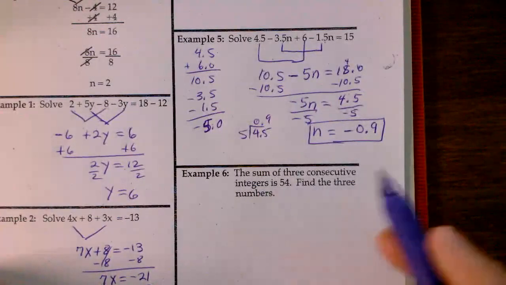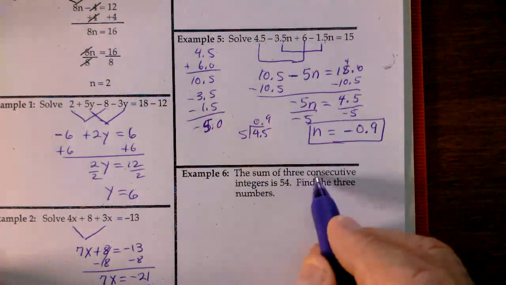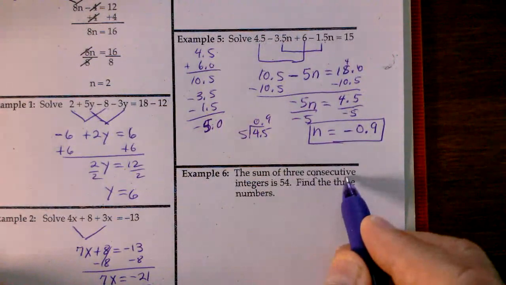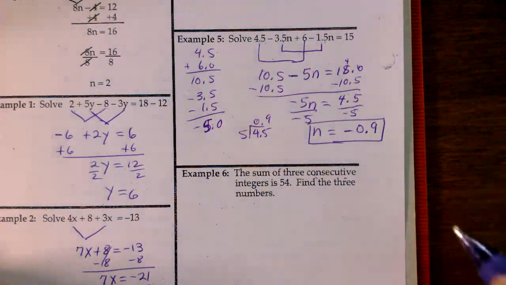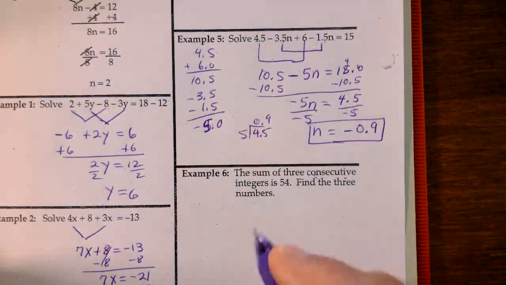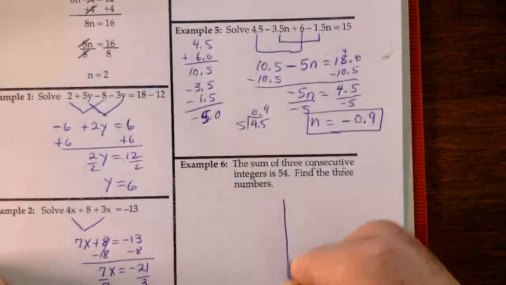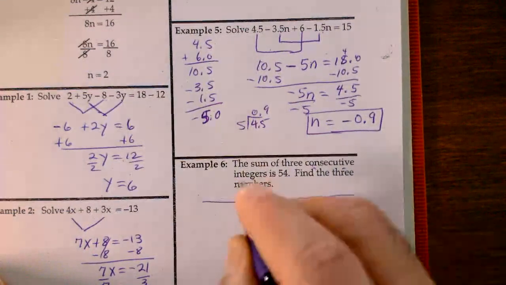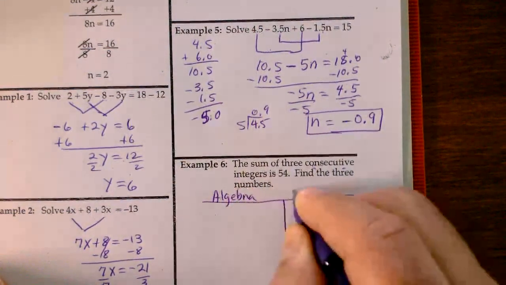This may be a TSI type of question. Consecutive means one after the other, like the numbers 6, 7, and 8, or 7, 8, and 9. There are two ways to do this. There's an algebra way, where we start looking at variables, and there's an arithmetic way. Let me show you the two methods side by side, algebra and arithmetic.